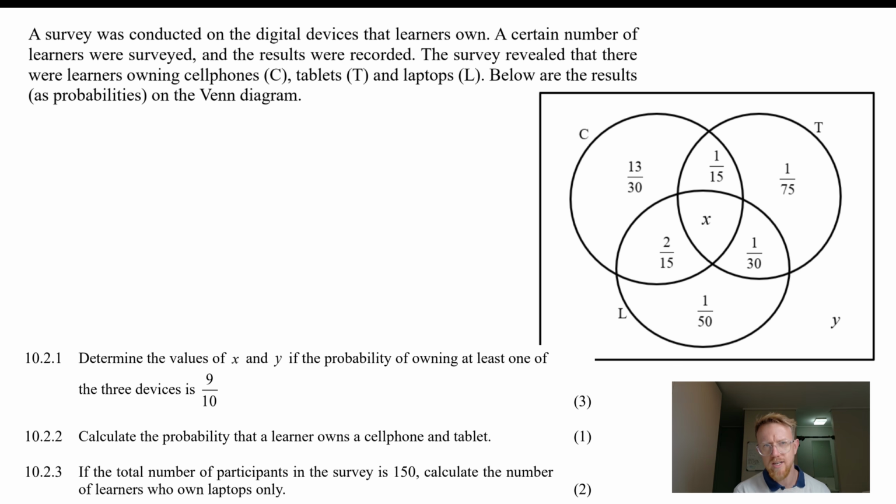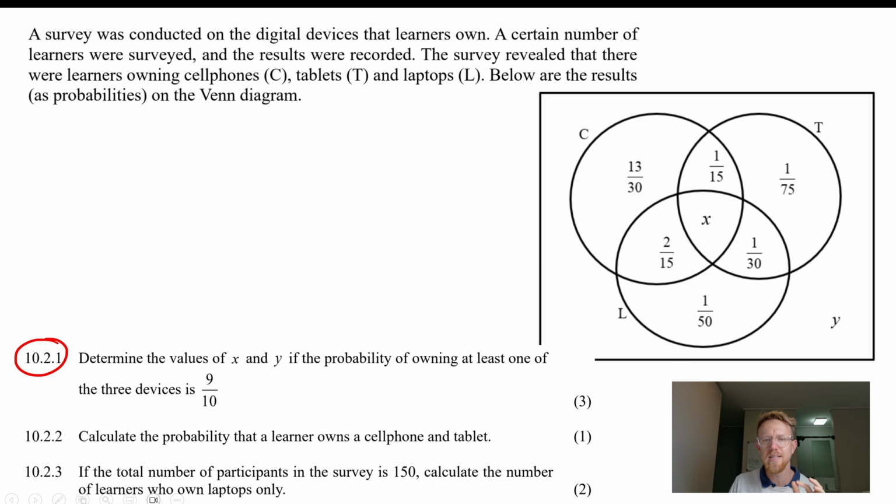A survey was conducted on the digital devices that learners own. A certain number of learners were surveyed, and the results are recorded. The survey revealed that there were learners owning cell phones, tablets, laptops. Below are the results on the Venn diagram. Okay, so cell phones, tablets, and laptops. First question for 3 marks says, determine the value of x and y if the probability of owning at least one of the devices is 9/10.